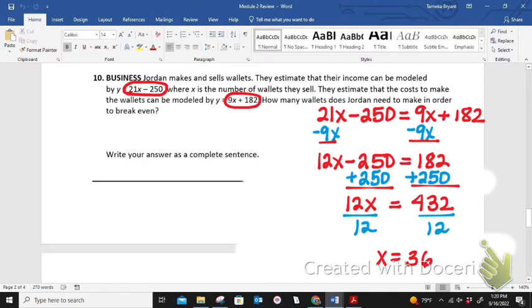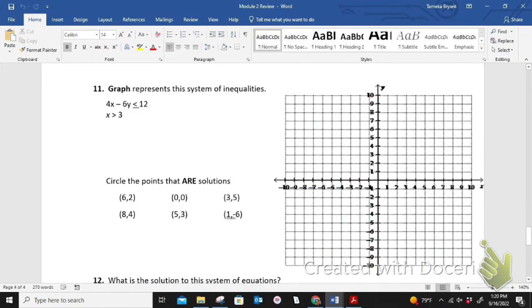All right, the last question I wanted to go through with you, unless there's some that you would like me to go through with you, is number 11. So let's go through number 11 together. So we need to solve this inequality for y. So let's go ahead and do that. Let's take that first one, that 4x minus 6y is less than or equal to 12. Let's solve it for y. So how would we do that? What would be the first step?